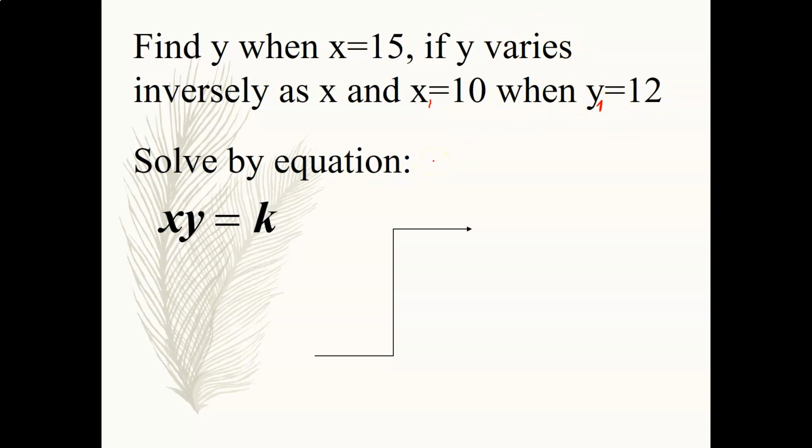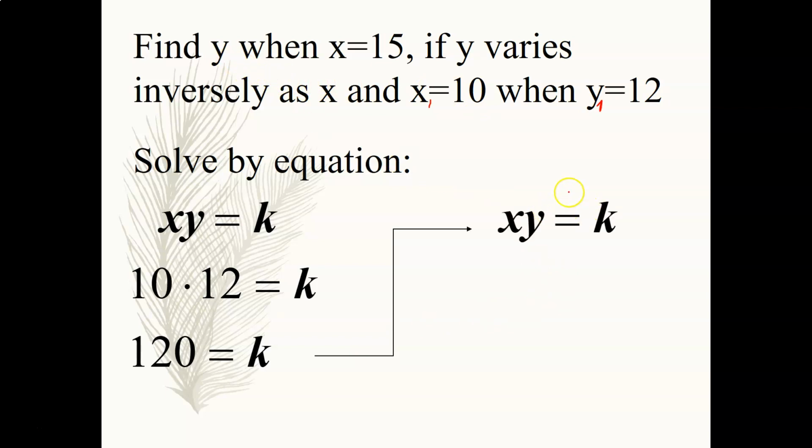So xy equals k, or y equals k over x. To find the value of k, we use x sub 1 and y sub 1, right? So we have k equal to 10 times 12, or k equals 120. After that, solve for y. y equals k over x, or xy equals k. Then y equals 120 divided by 15, which is equal to 8.